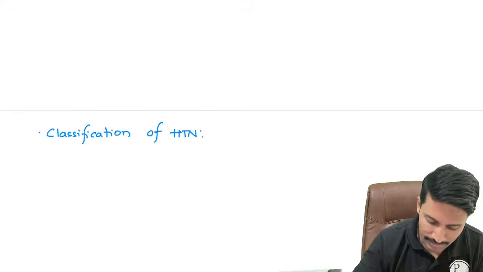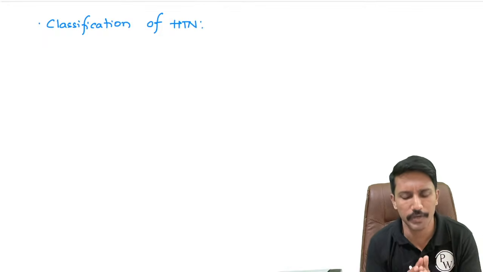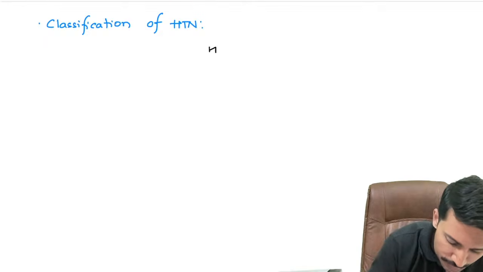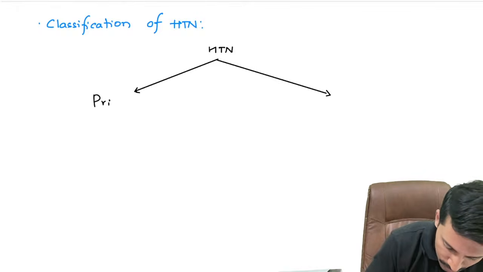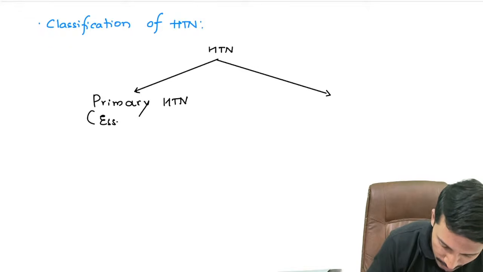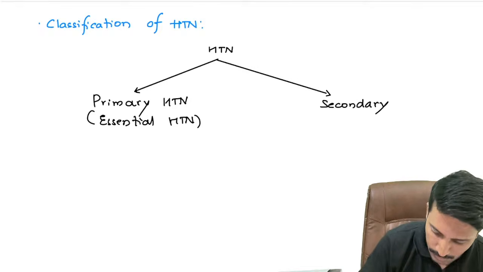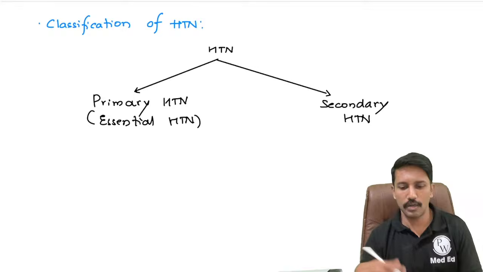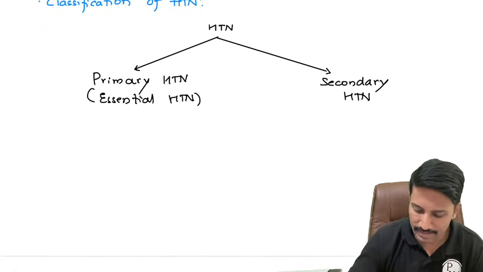Once we have written about grading, then comes the classification of hypertension. How do we classify hypertension? It's basically classification of causes. So hypertension is classified into 2 broad groups. One, primary hypertension, which you can also call essential hypertension. And the other one is secondary hypertension. So when we have an identifiable treatable cause, we will call it secondary hypertension, right?